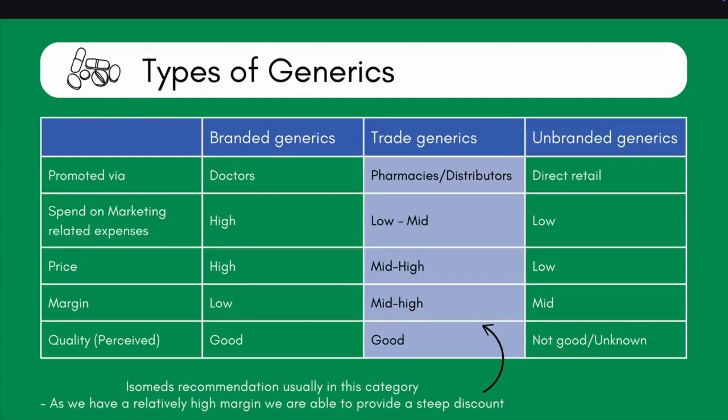Okay, so in generics there are three types of generics. Okay, branded generics, trade generics, and unbranded generics. So branded generics are basically promoted by a doctor. An MR will go to a doctor and tell the doctor that you can write this medicine in the prescription to the customers, and that's how it gets promoted.